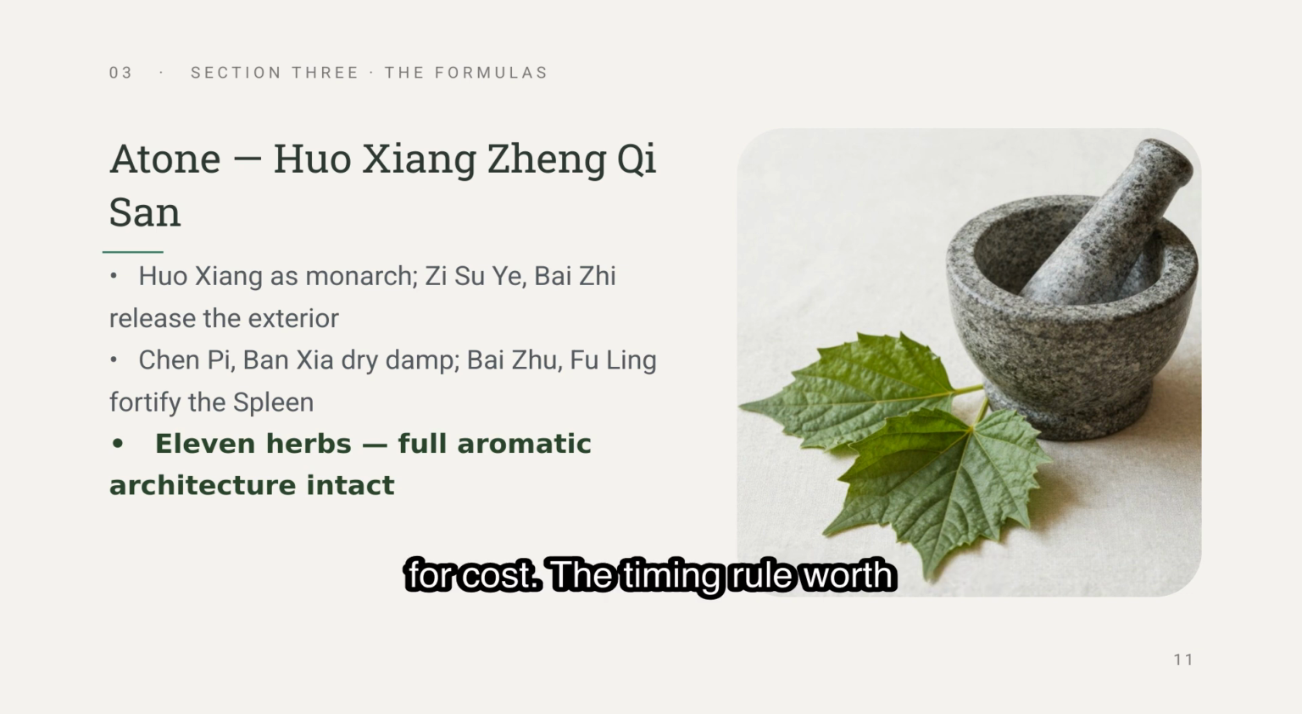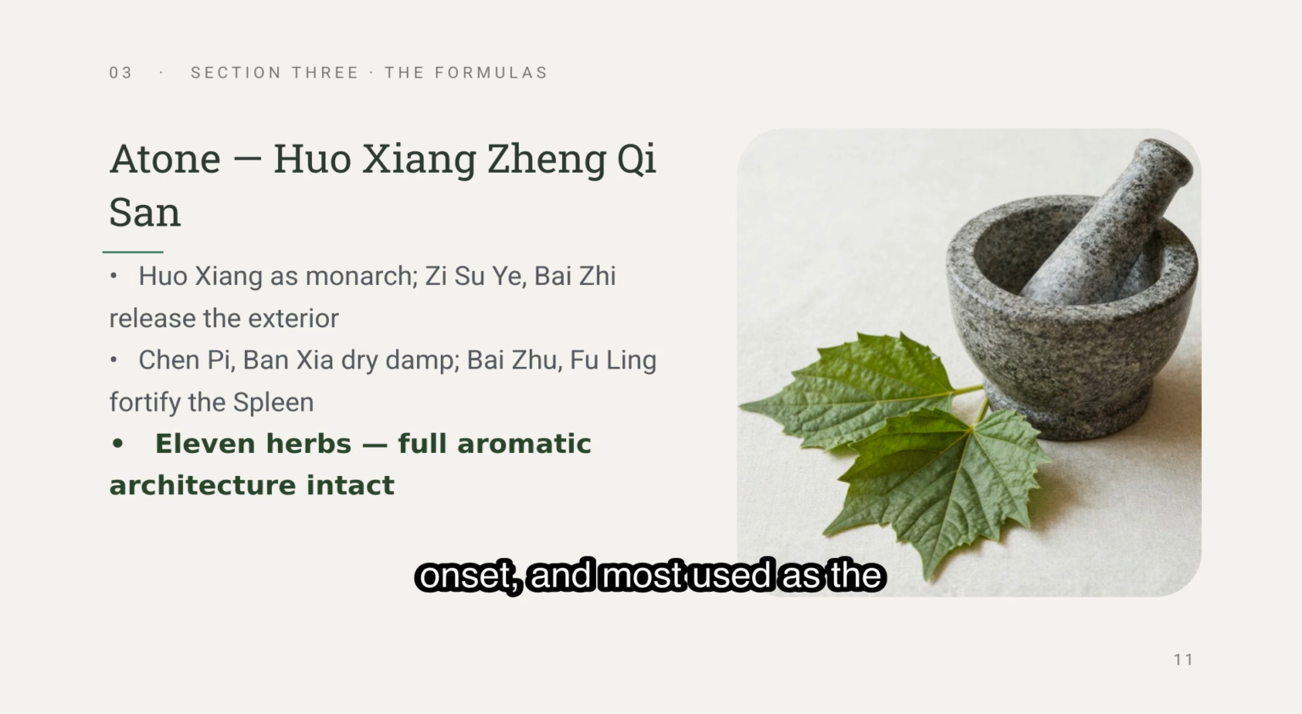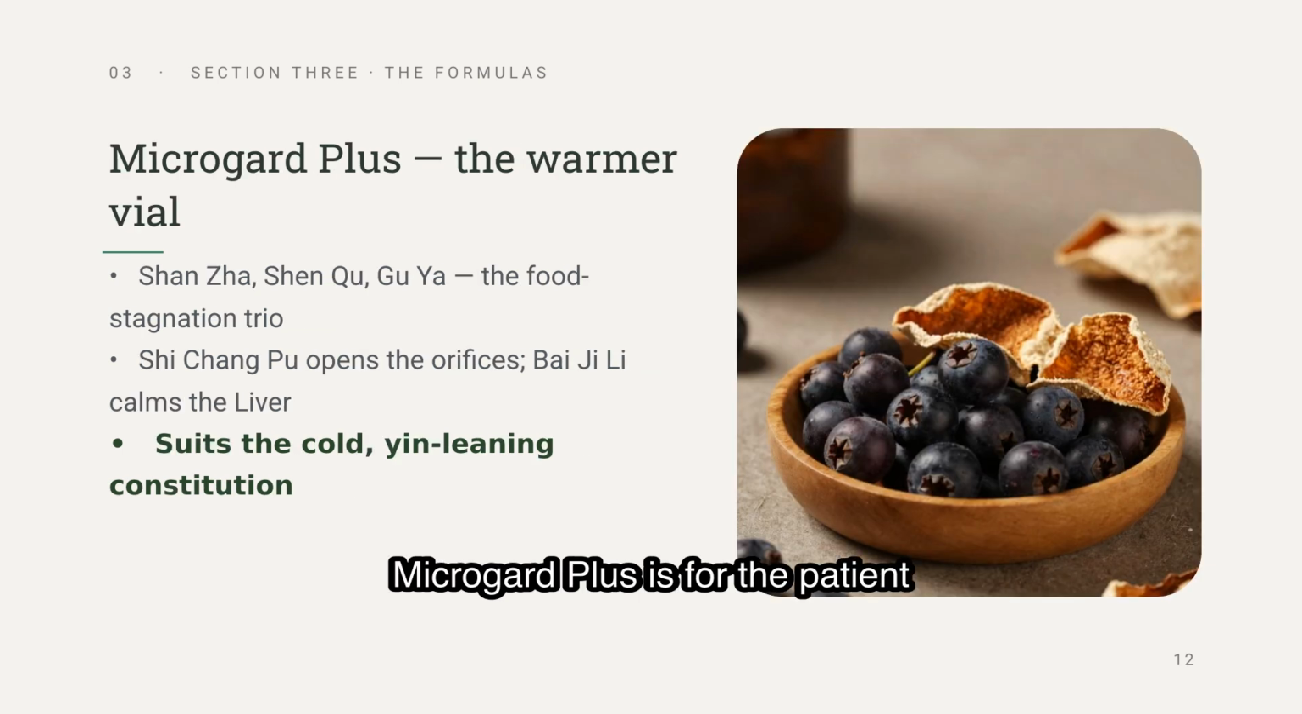The timing rule worth borrowing. Atone is strongest for sudden onset and most used as the days grow shorter. Microguard Plus is for the patient whose baseline runs cold and slow, the spleen vacuity picture we just built. It's the warmer of the 2 vials, and the herbs unique to it tell you why.